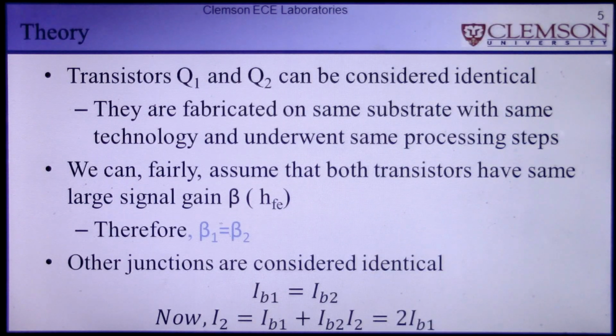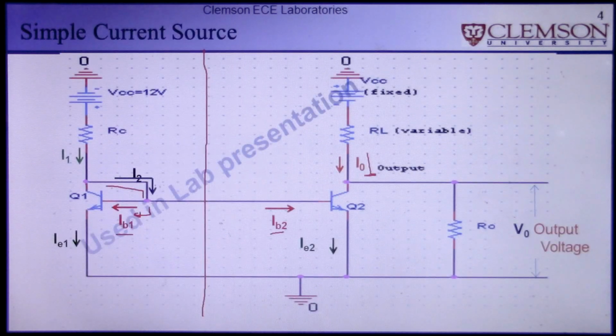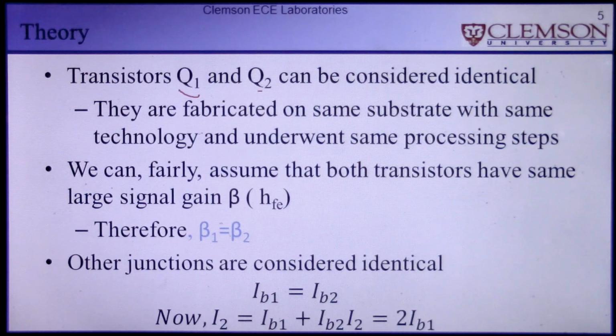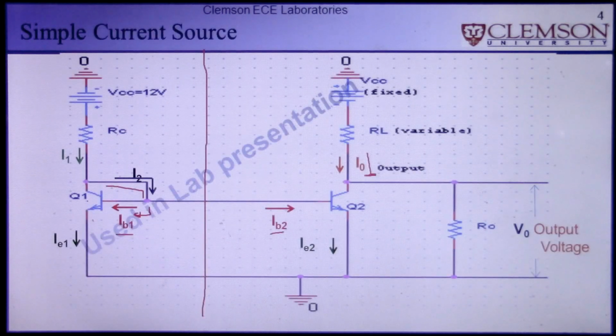Here we have to make some assumptions. The transistors Q1 and Q2, let's see where they are. Actually, there are only two transistors. This is Q1 and this is Q2. They are supposed to be identical. They are fabricated on the same substrate, on the same chip, with the same technology. Then they underwent the same processing steps.